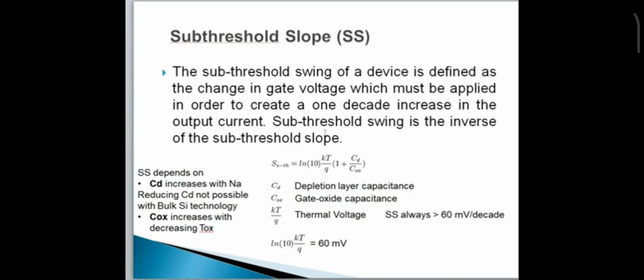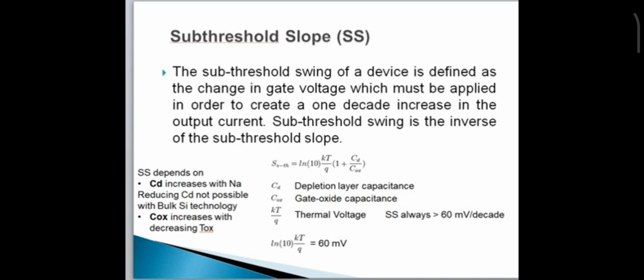The formula of the subthreshold slope is this one: ln 10 times kT divided by q, times 1 plus CD divided by COX. CD is the depletion layer capacitance, COX is the gate oxide capacitance, and kT by q is the thermal voltage. You know that the value of kT by q is approximately 26 millivolt. Subthreshold slope depends upon the depletion layer capacitance CD and gate oxide capacitance COX. CD, the depletion layer capacitance, is increased with source doping. Reducing CD is not possible with bulk Si technology.